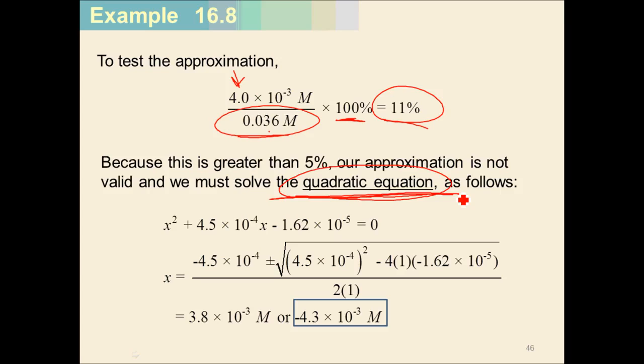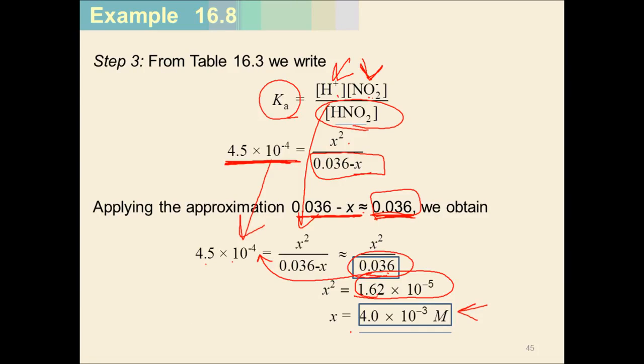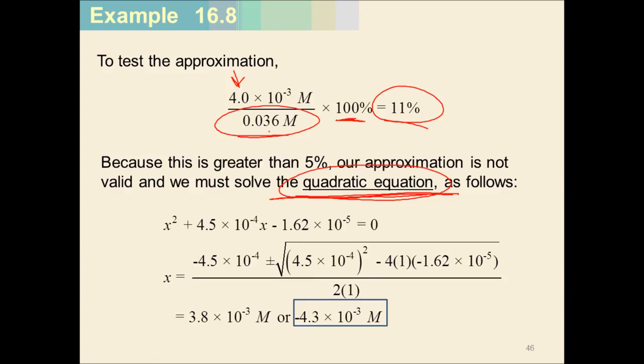And so when you do this, when you take our expression and back to this page, then 0.036 minus x times 4.5 times 10 to the minus 4th is equal to x squared, and then set that all equal to 0. Back to our quadratic expression, that would be x squared plus 4.5 times 10 to the minus 4th x minus 1.62 times 10 to the minus 5th is all equal to 0.